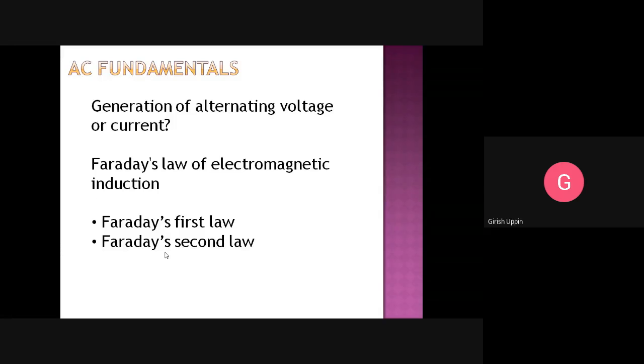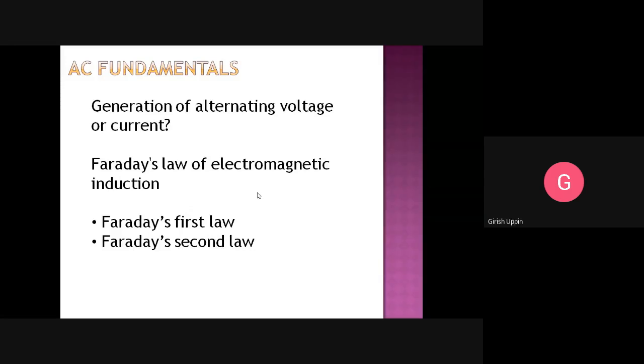Generation of alternating voltage or current. So the next question is, how do we generate the sinusoidal waveform, or henceforth we will call it alternating voltage? Alternating voltage is nothing but a sinusoidal waveform. So how do we generate it? For sinusoidal voltage generation, we use Faraday's laws of electromagnetic induction. There are two laws given by Faraday which are very relevant for the generation of alternating voltage or current: Faraday's first law and Faraday's second law.